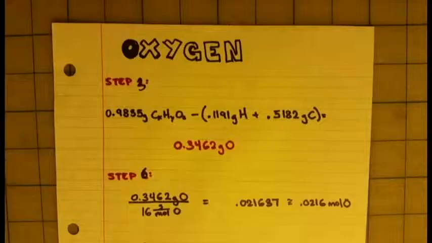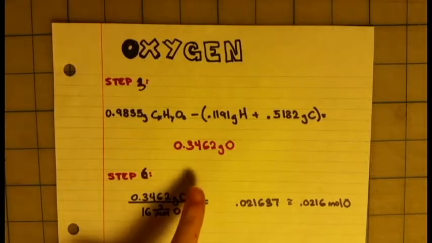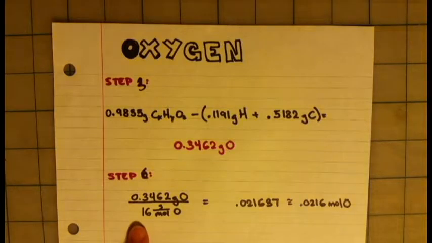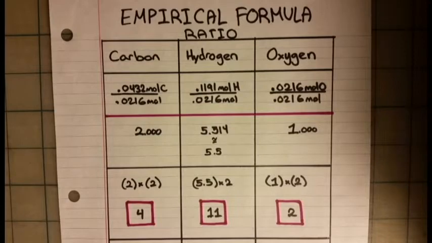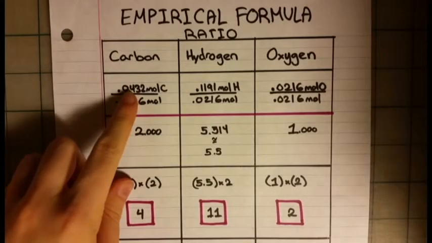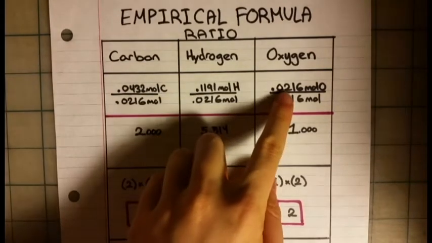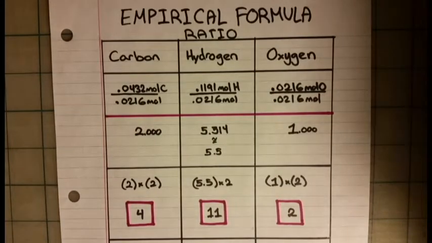To find the moles of oxygen, you must do as you have done for hydrogen and carbon. You must divide the grams of oxygen we have found previously by the molecular weight of oxygen, which I have rounded to 16. This is the answer you will get, but I have rounded it to 0.0216 moles of oxygen. After finding all the moles, which are shown here, here, and here, we need to find the ratio.